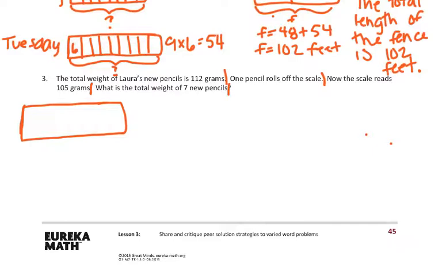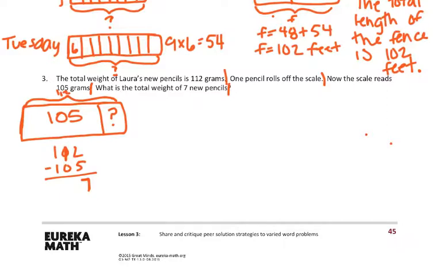started off with the whole, when they're all on the scale, being 112. But then one rolled off, and then it weighed 105 grams. So we don't know what this is, and this represents that one pencil. So we can do 112 minus 105, which would give us 7. So one pencil weighs 7 grams.